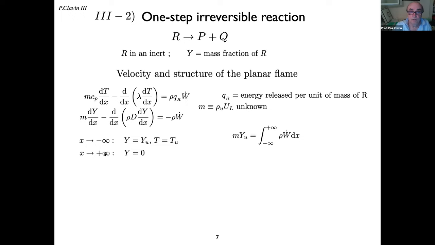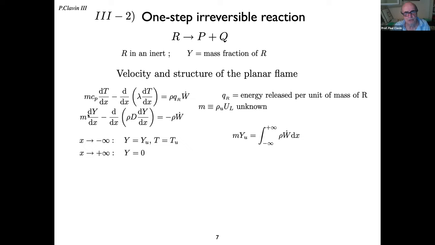And what you know is that in the burned gas, because the reaction is assumed to be irreversible. This is a simplification that simplifies the analysis, but it is easy to get rid of this irreversible assumption, but it's not necessary. First, we have to understand this simple model before going to much more elaborate models.